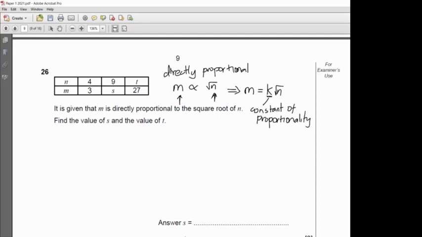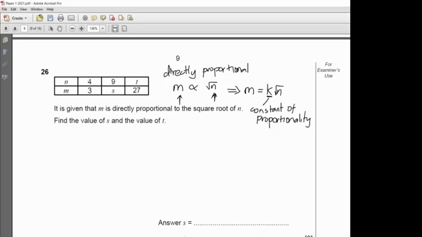So whenever you have any two terms that are directly proportional, you can write the first one is equal to some constant of proportionality multiplied by the other one that it is directly proportional to. So what you always want to do is work out this k, and then that will help you figure out what s and t are.